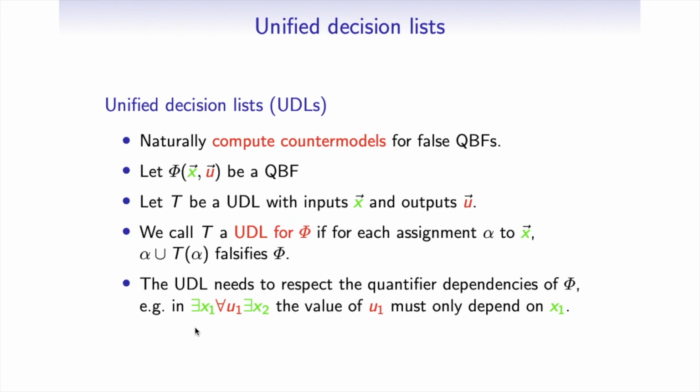Additionally, the UDL needs to respect the quantifier dependencies of phi. So for example, if your prefix is exists x1 for all u1 exists x2, then the value of u1 must only depend on x1. It can't depend on x2 because that's quantified afterwards. Provided your UDL satisfies these two conditions, then we call it a UDL for phi.